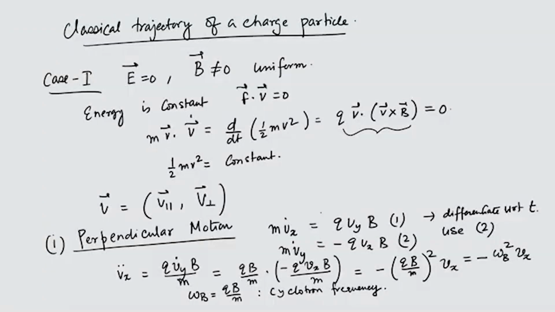And now I did some little manipulation here in order to write this Vx double dot. Now, the end result is that Vx double dot becomes equal to minus omega_b squared Vx, and all of you know that this corresponds to a harmonic motion, where Vx will harmonically depend on time. And so this is what the solution is: Vx is equal to V perpendicular, because we are talking about the perpendicular motion, times cosine of omega_b t.